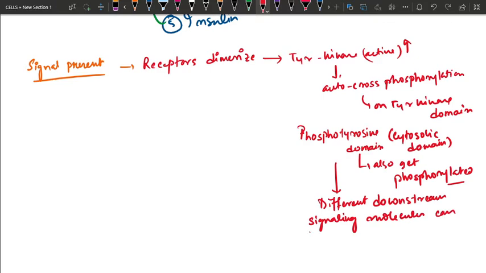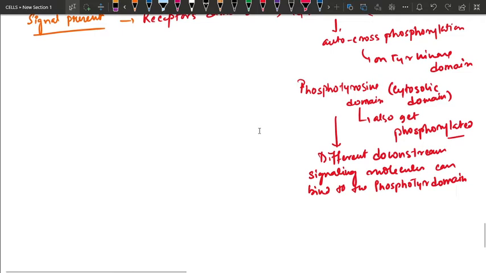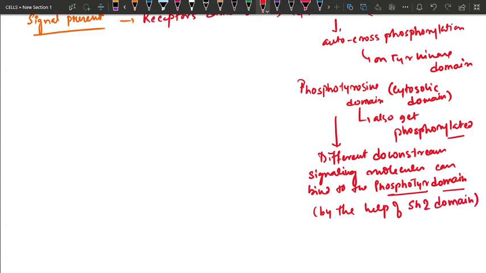can bind to the phosphotyrosine domain. They have a particular phosphotyrosine domain binding area, by the help of Grb2. So I will show you what is Grb2. We'll see what the different kinds of downstream molecules are. One of the examples is Grb2, and they bind to the phosphotyrosine domain of the receptor by the help of the SH2 domain. So I will show you what's happening over here.